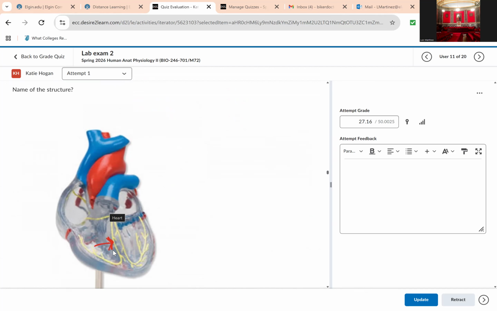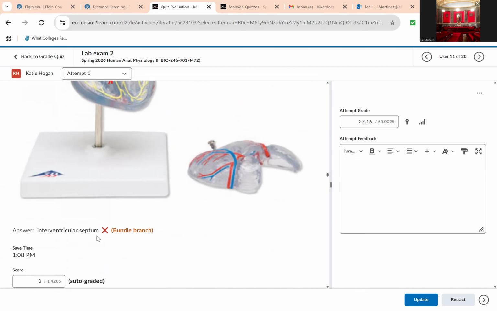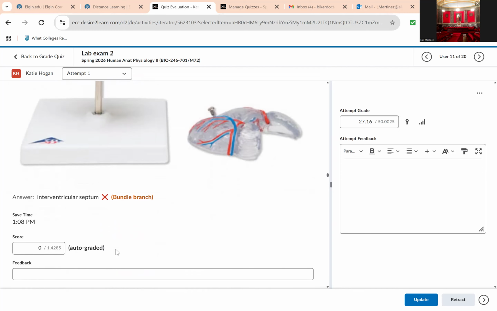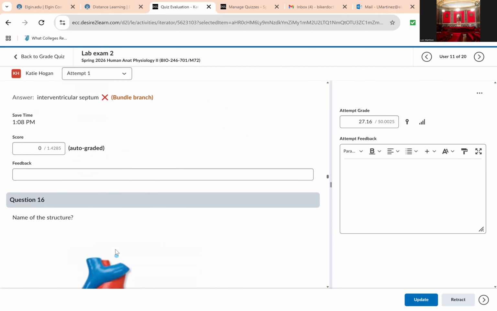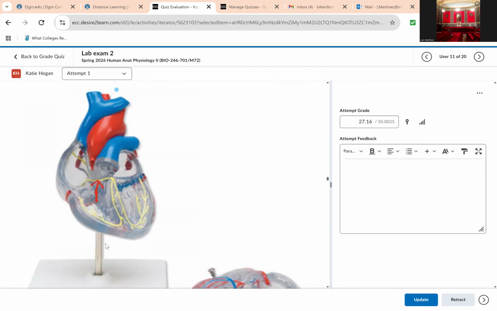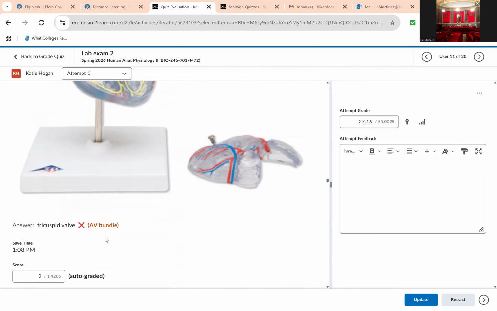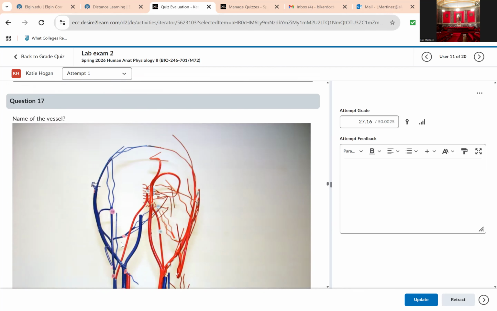This is a bundle branch, and your answer was the interventricular septum. This is actually the model for the conducting system of the heart, and the correct answer was the bundle branch. And then this here is the AV bundle, or bundle of His, or atrioventricular bundle, and your answer was tricuspid valve. So that's incorrect.